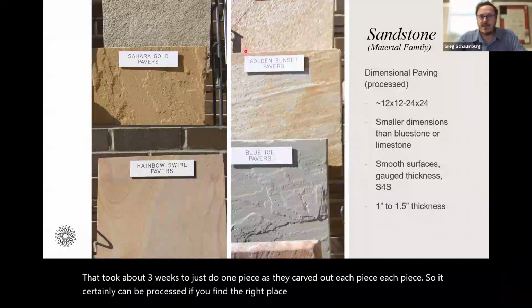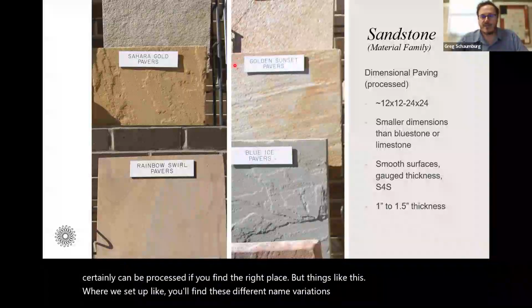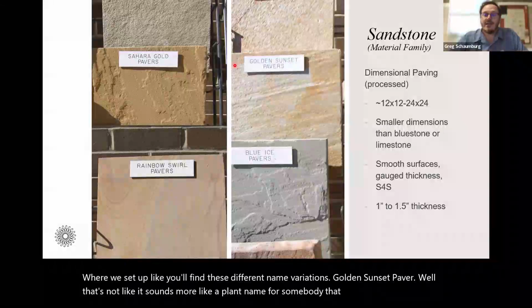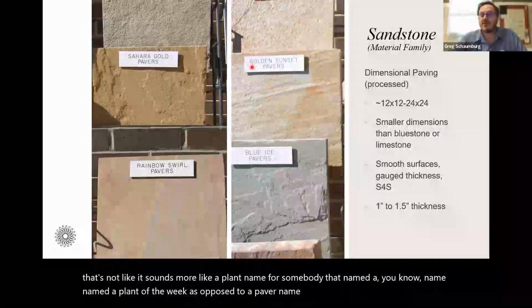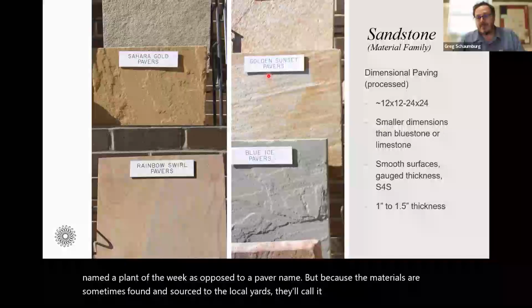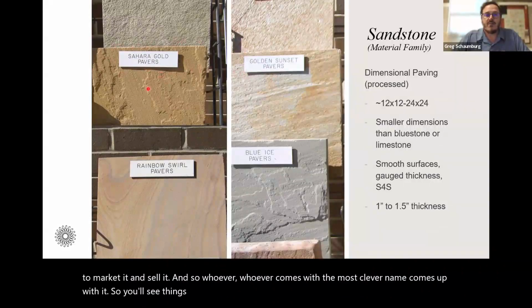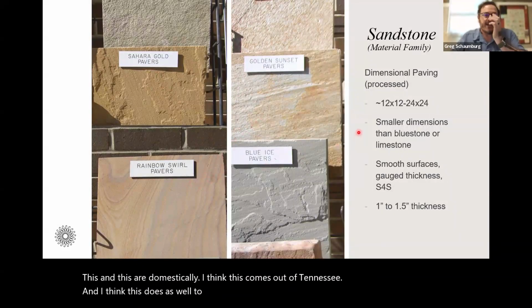But things like this, remember we said you'll find these different name variations. Golden Sunset Paver. Well, that sounds more like a plant name, like somebody naming a plant of the week, as opposed to a paver name. But because the materials are sometimes found and sourced at the local yards, they'll call it something in order to be able to market it and sell it. And so whoever comes up with the most clever name wins. So you'll see things like Sahara Gold. These are actually imported. This and this are domestic. I think this comes out of Tennessee, and I think this does as well, if I remember right.